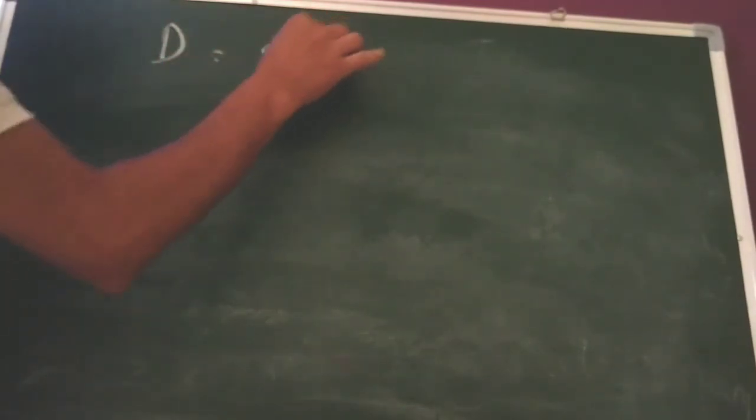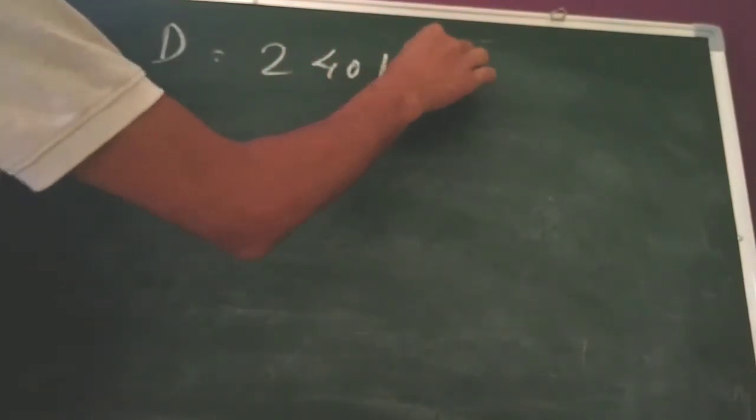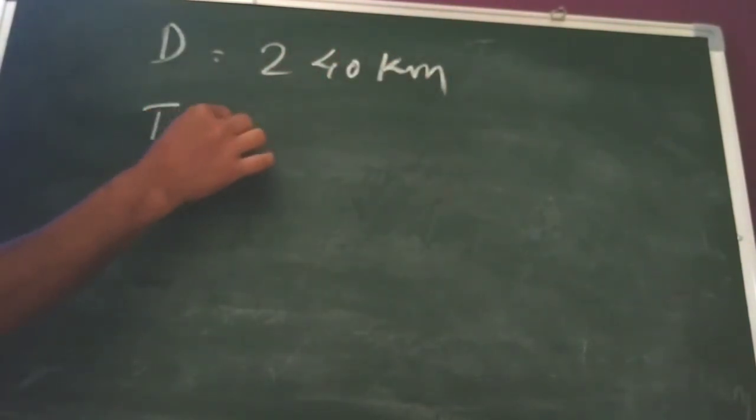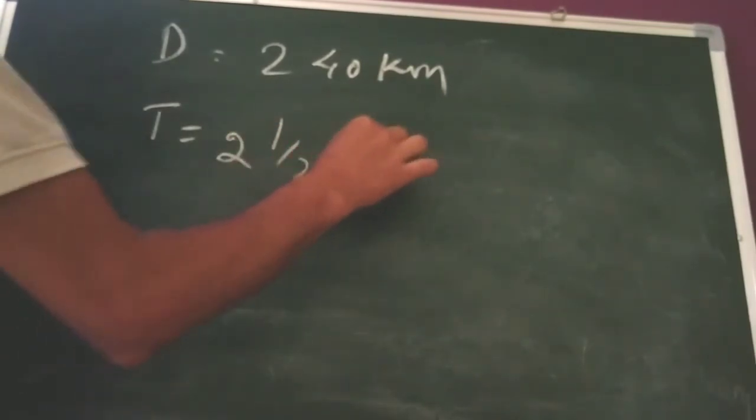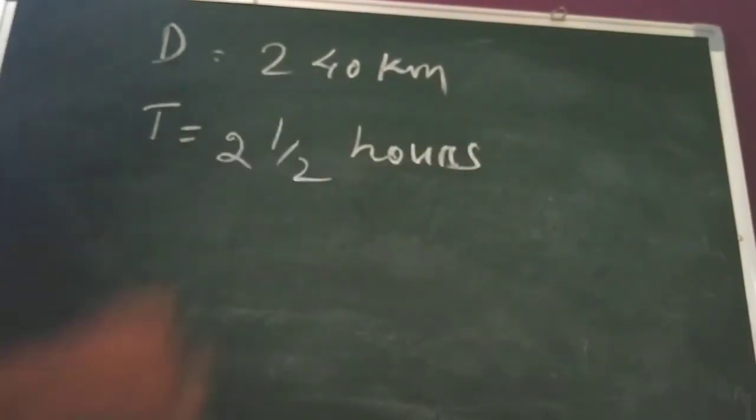A train at uniform speed covers a distance of 240 km in 5/2 hours. So the distance covered by the train is 240 km and the time is 5/2 hours. We need to find the speed of the train and also the distance traveled by the train in 6 hours. Distance is given and time is given at a uniform speed, meaning at the same speed. So what is the speed then? Find the speed of the train.